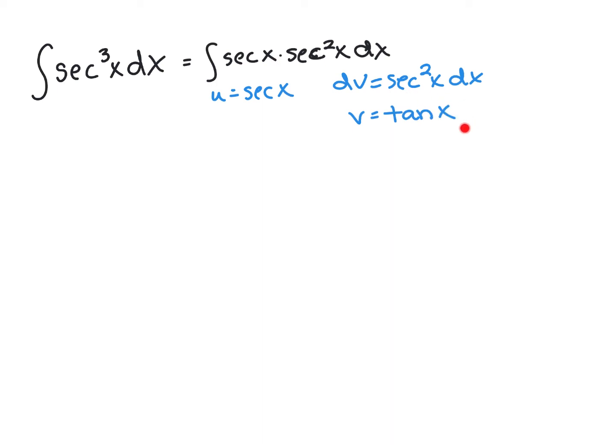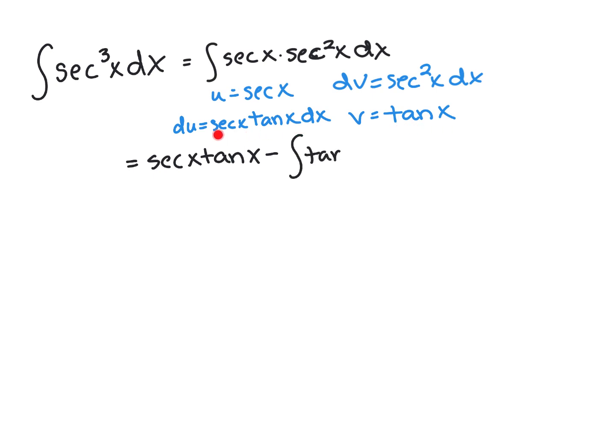I can integrate secant squared to get tangent, take the derivative of the secant, and I'm going to get secant tangent. Don't forget the dx. Plug everything in, and I'm going to get u times v minus the integral of v times du. Notice that I have one secant and I'll have two tangents, so it's tangent squared dx.